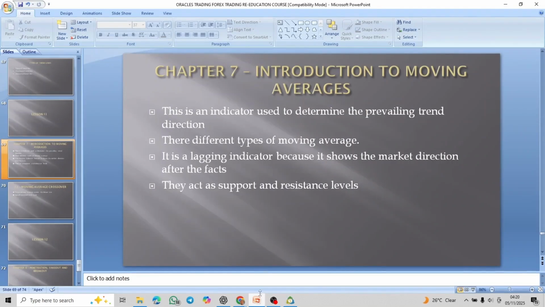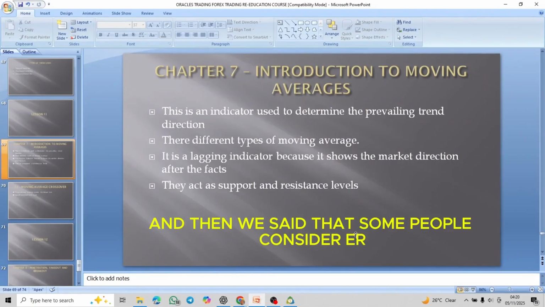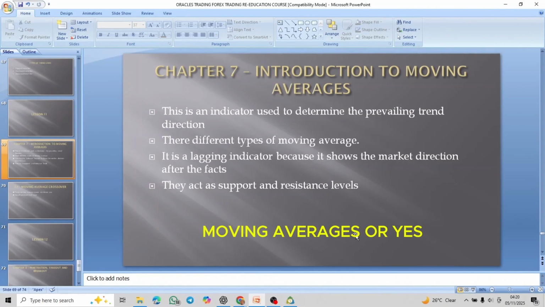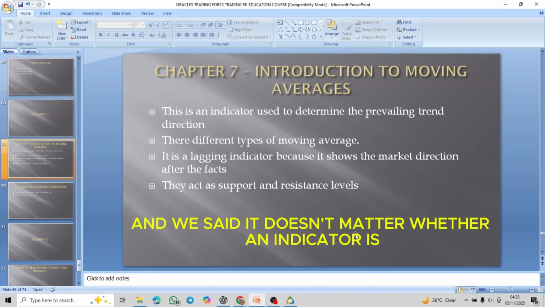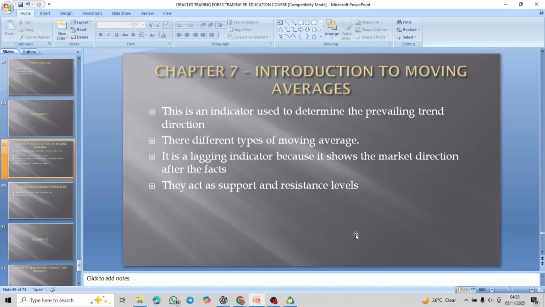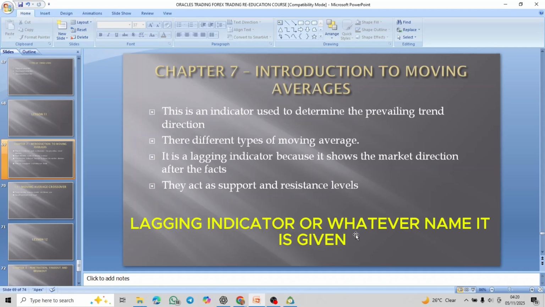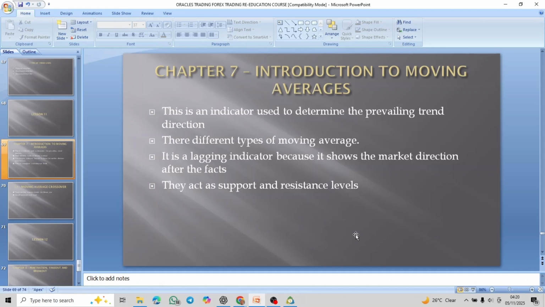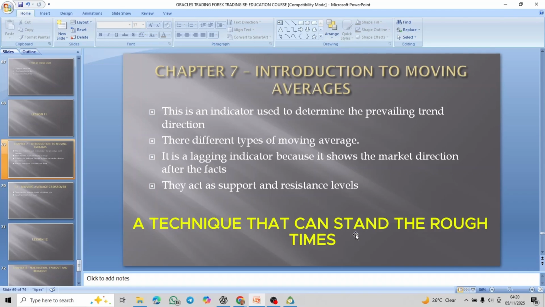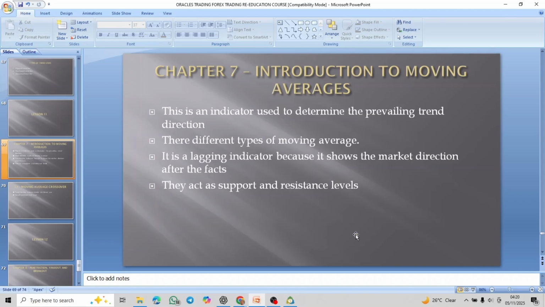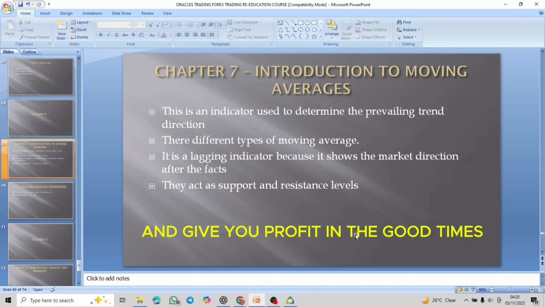And then we said that some people consider moving averages as lagging indicators. I would say it doesn't matter whether an indicator is a lagging indicator or whatever name it is given. All you need is to have a solid technique, a technique that can stand the rough times and give you profit in the good times.